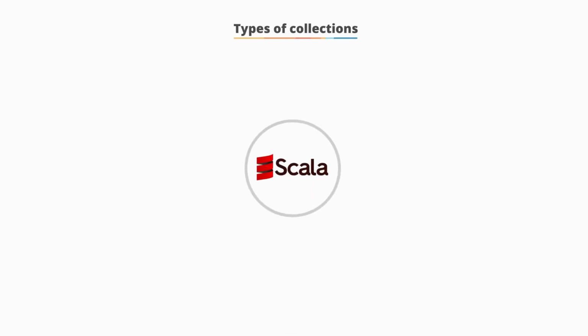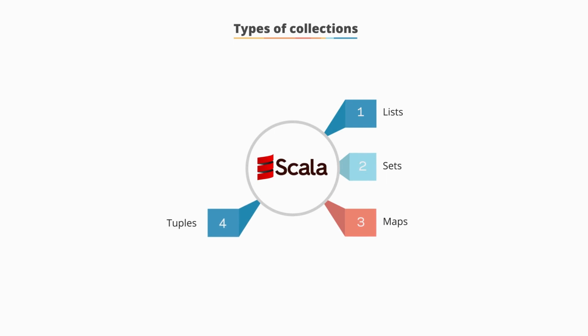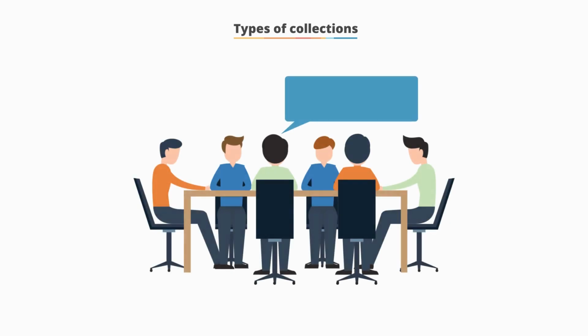Types of collections. 1. We have lists. 2. We have sets. 3. Maps. 4. Tuples. 5. Options. And 6. Iterators. Let us see all the types of collections that we have one by one.